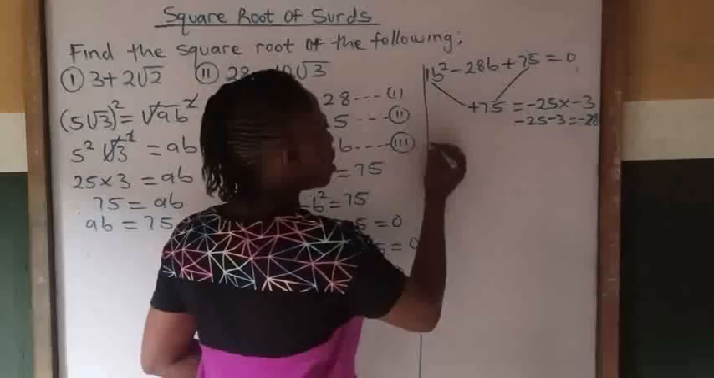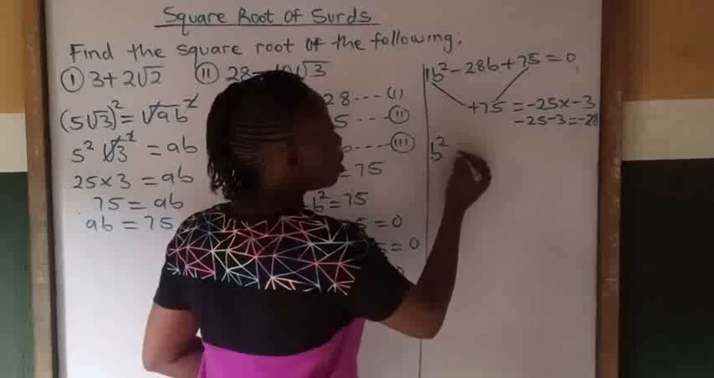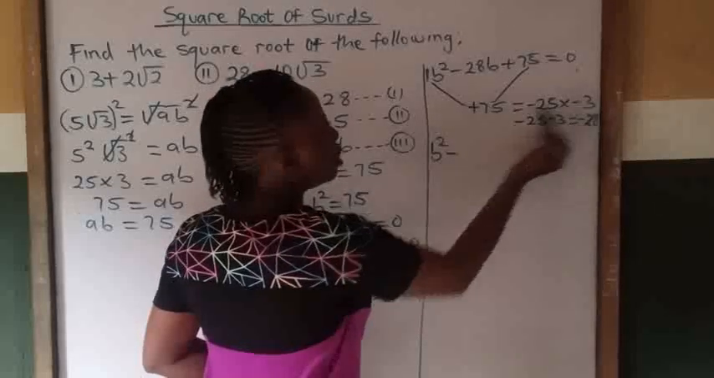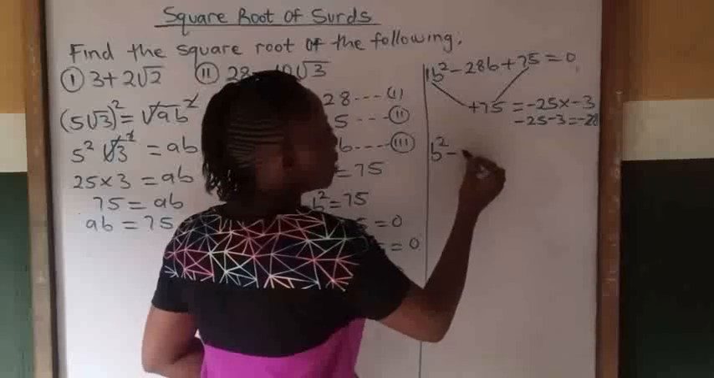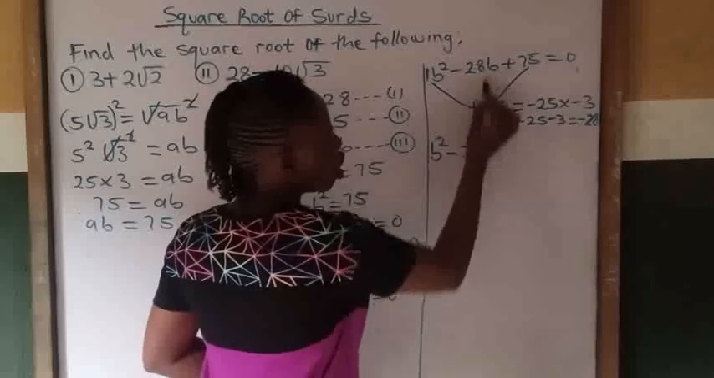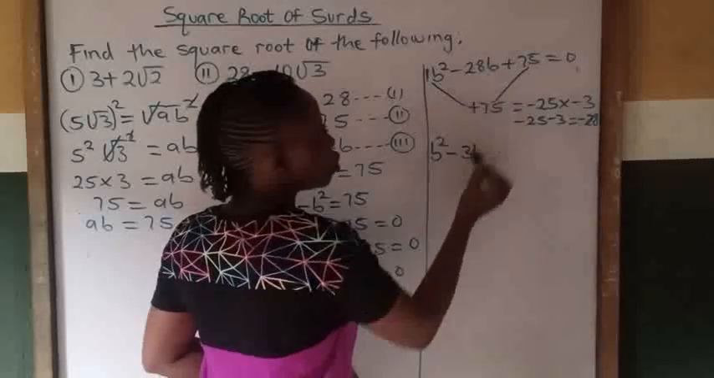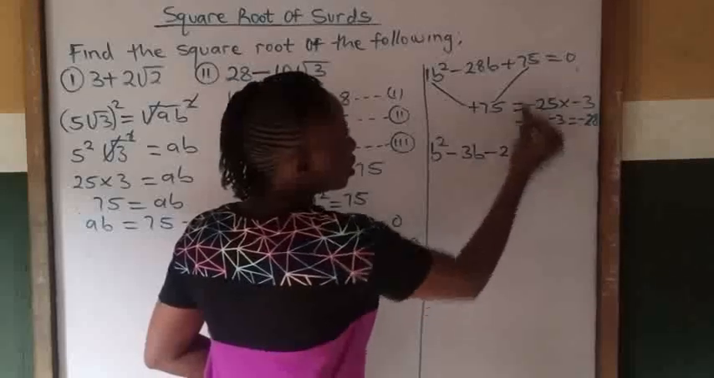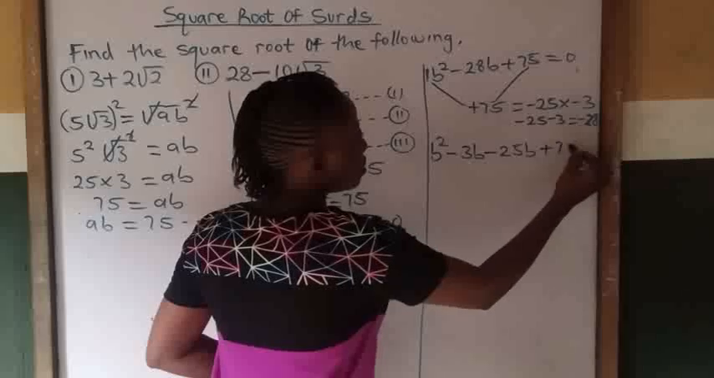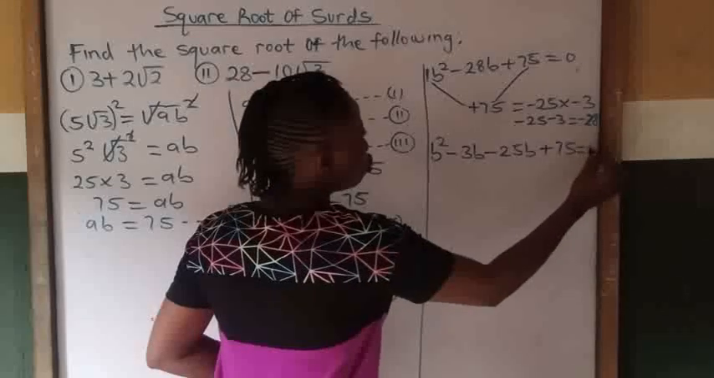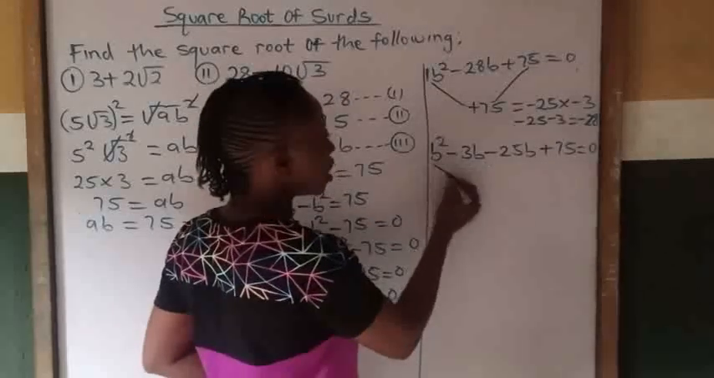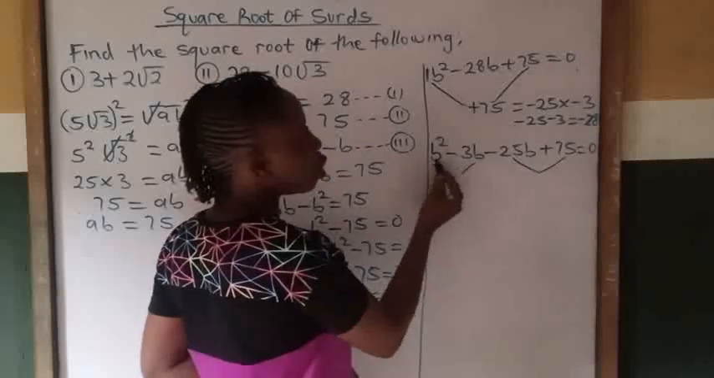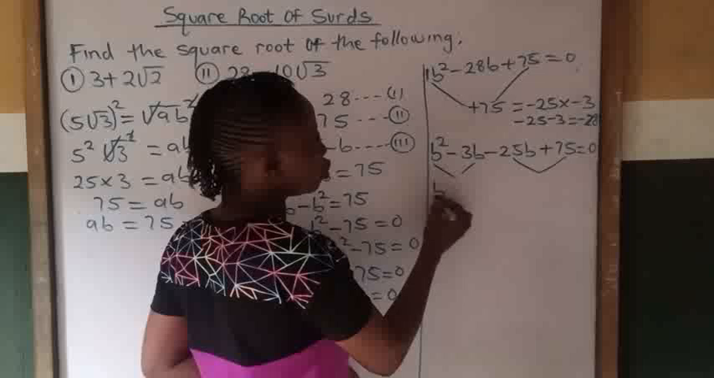So this will now change to b squared minus 3b minus 25b, then plus 75 equal to 0. Let's take minus 3b first, because what we have here carries b. So we group them: this one and this one, this one and this one. What do they have in common? b is common to them, so we bring b out.